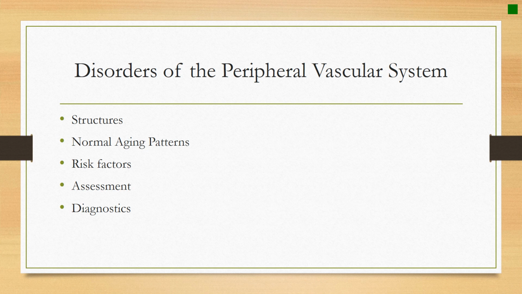Normal aging patterns. There's a decrease in elasticity and flexibility of the vessels as we age, and this causes a rise in blood pressure and increases the person's susceptibility to peripheral vascular disease. Risk factors. Non-modifiable ones would be age, arteriosclerotic changes may develop, gender, men more susceptible to arteriosclerotic changes, family history increases the risk. Modifiable factors include smoking, hypertension, hyperlipidemia, obesity, lack of exercise, and emotional stress.